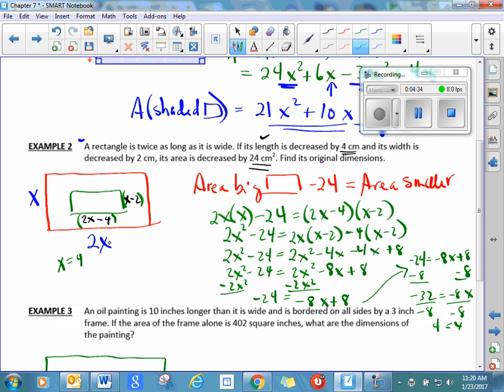And then double x is 8. So the dimensions are 4 centimeters by 8 centimeters. Do not forget your units.